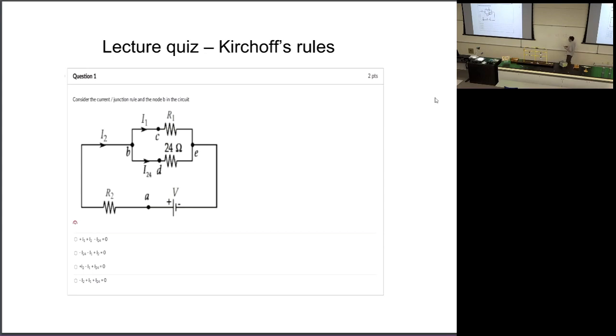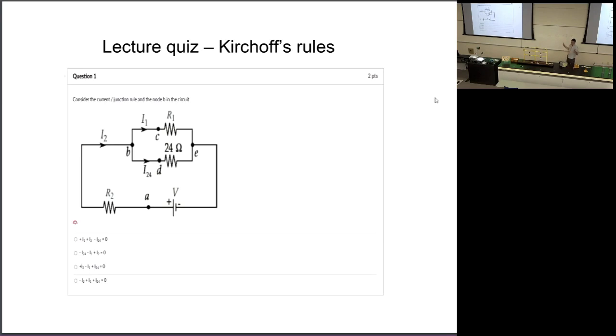So for example, I could write the equation describing that node in this way. I1 is coming out. I've associated that with the plus sign for out. I4 is coming out. That's a plus sign. It's coming out of the node. I2 is going into the node. It's the opposite sign. So I put a minus sign here.